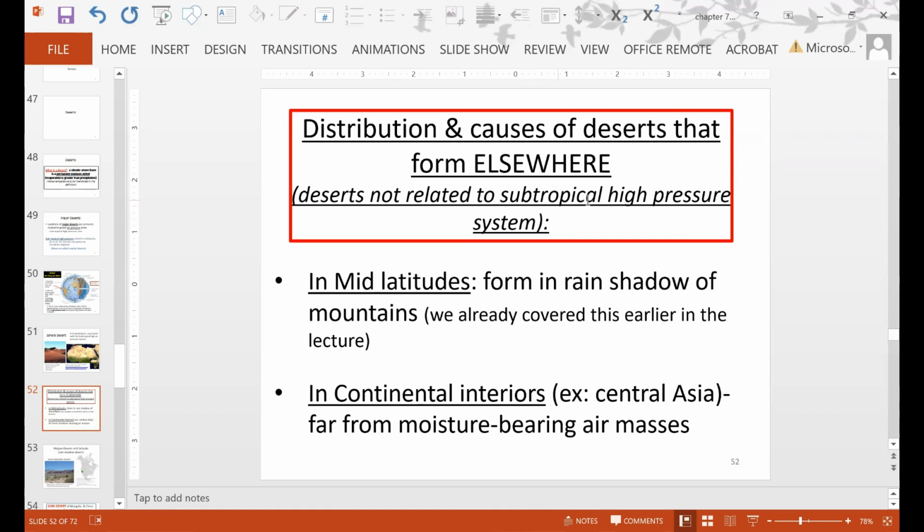Deserts that are not related to the subtropical high pressure system, in the mid latitudes, those deserts are due to being rain shadow deserts, which we already covered. You could also have deserts related to being in the middle of a continent. That would be like the continental warm air masses. For example, in Central Asia, you have a continental air mass over the interior of Asia, and you are so far away from moisture bearing air masses that you have persistent dry air over Central Asia.